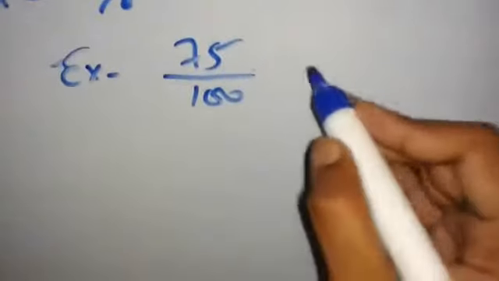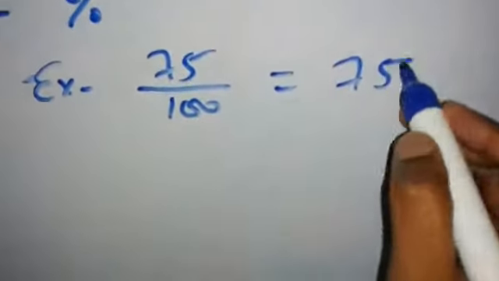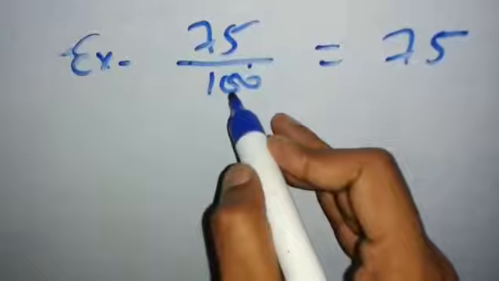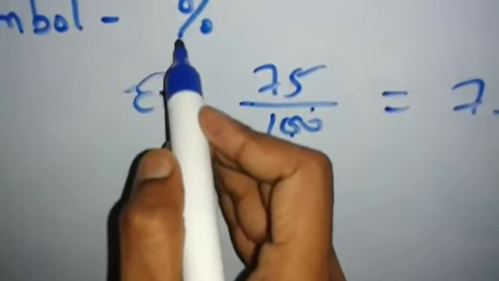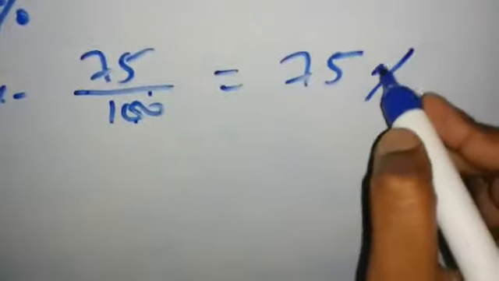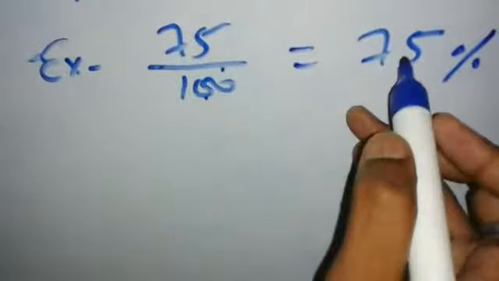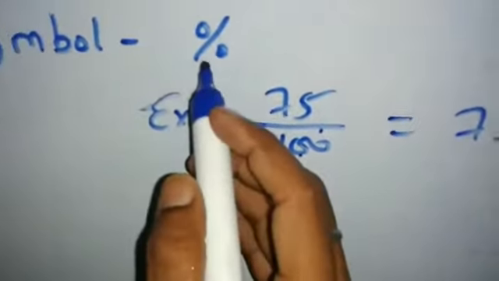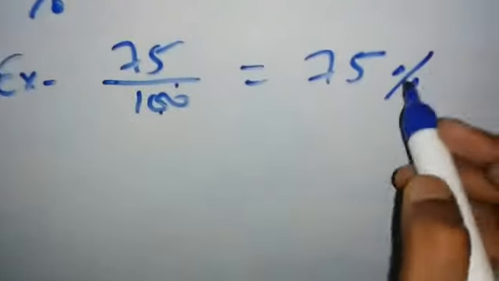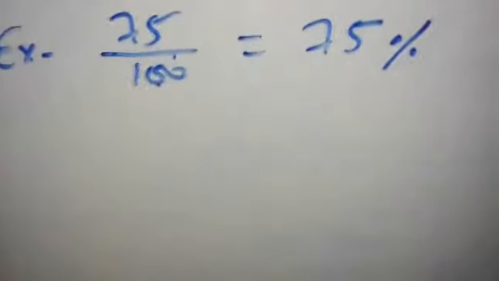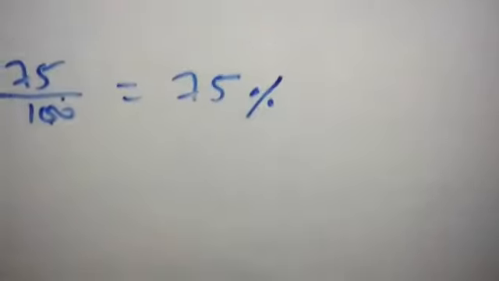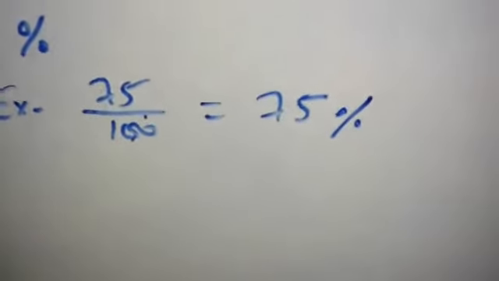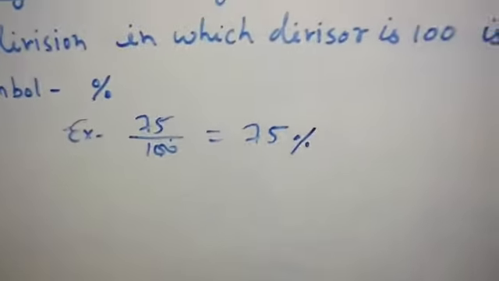How? 75 is the numerator and the divisor is 100, so we will take the percent symbol here. 75 is this one and the divisor is 100, so we put the symbol percent: 75%. Understood? So this is the definition of percentage.